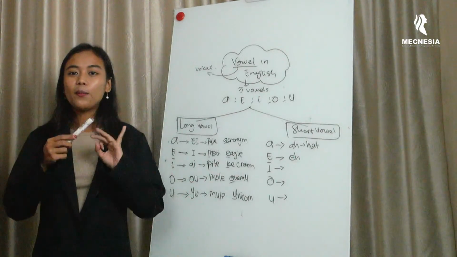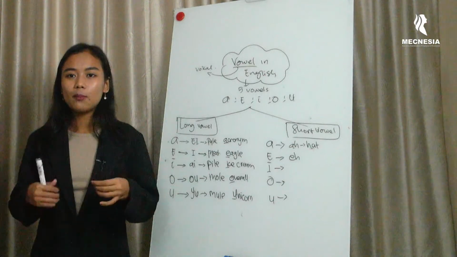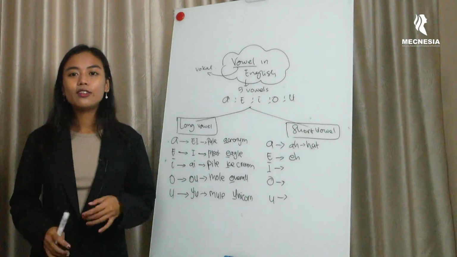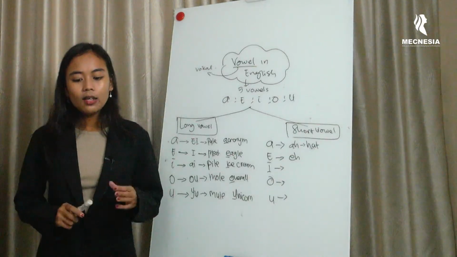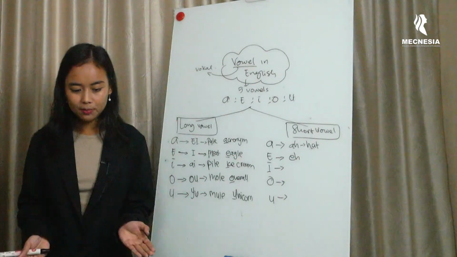Let's say it again. Bed, melt, letter. Bed artinya bertaruh. Melt, mencair. Letter, surat. Okay, now we have the example sentence. Sekarang kita masuk ke kalimatnya.